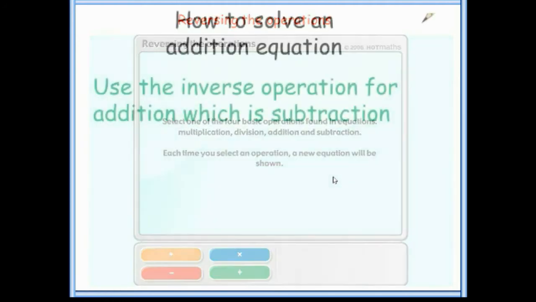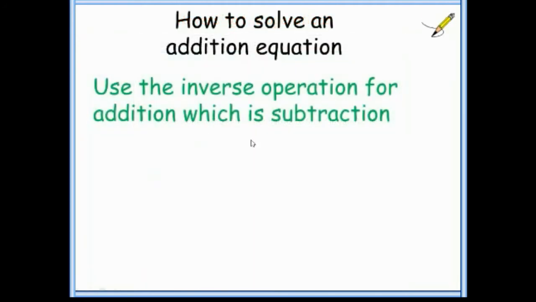So let's again go through the four basic types of equations. The first one is the addition equation. We're going to use the inverse operation, which is subtraction, to solve this type of equation. An addition equation is, for example, m plus 8 equals 12.